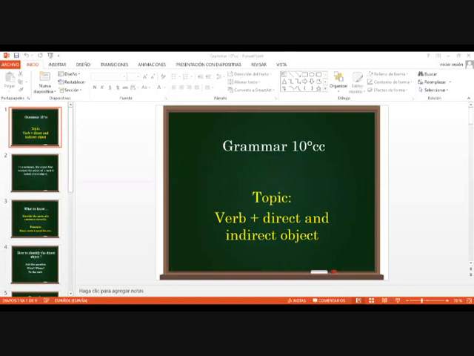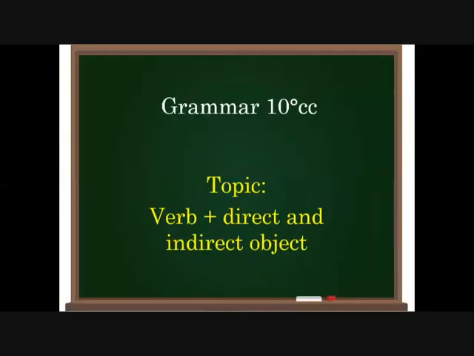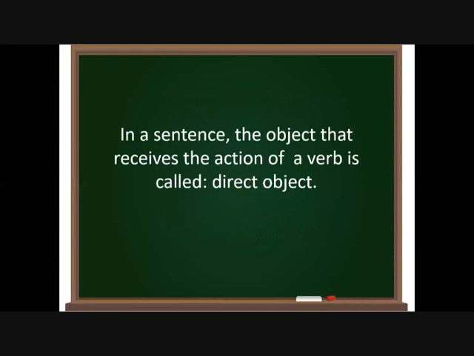Today, I will be sharing with you the following topic: verb plus direct object and indirect object. In this opportunity, I'll be giving you the specific way to identify the direct and indirect object. So first of all, it's important to know what a direct object means. In a sentence, the object that receives the action of a verb is called the direct object. Every type of sentence, whether compound or not, will have a direct object inside.